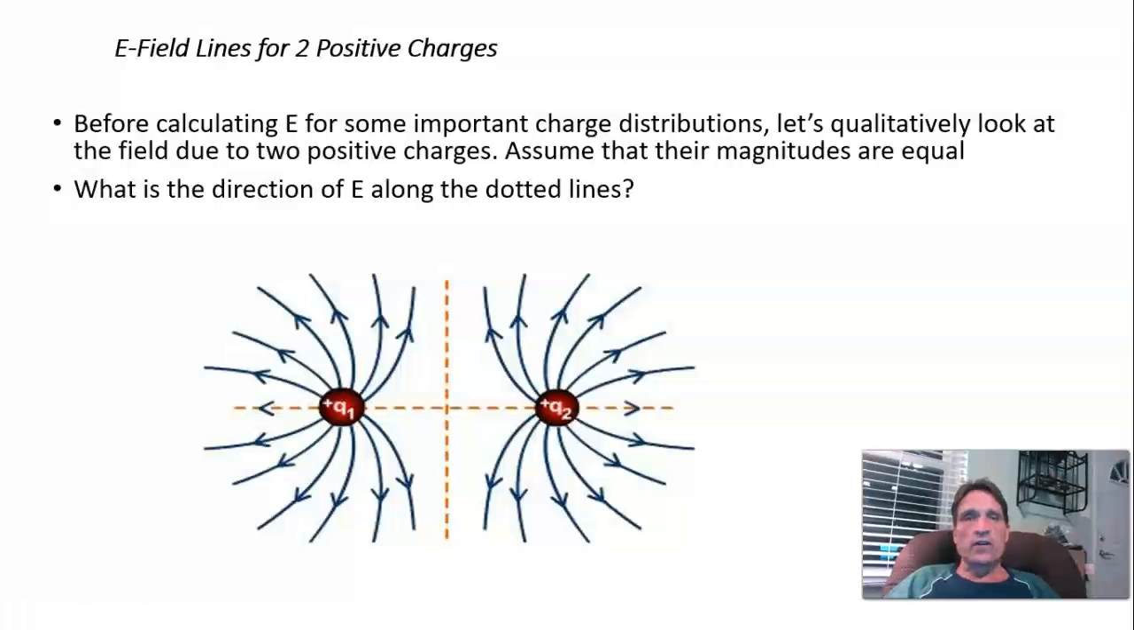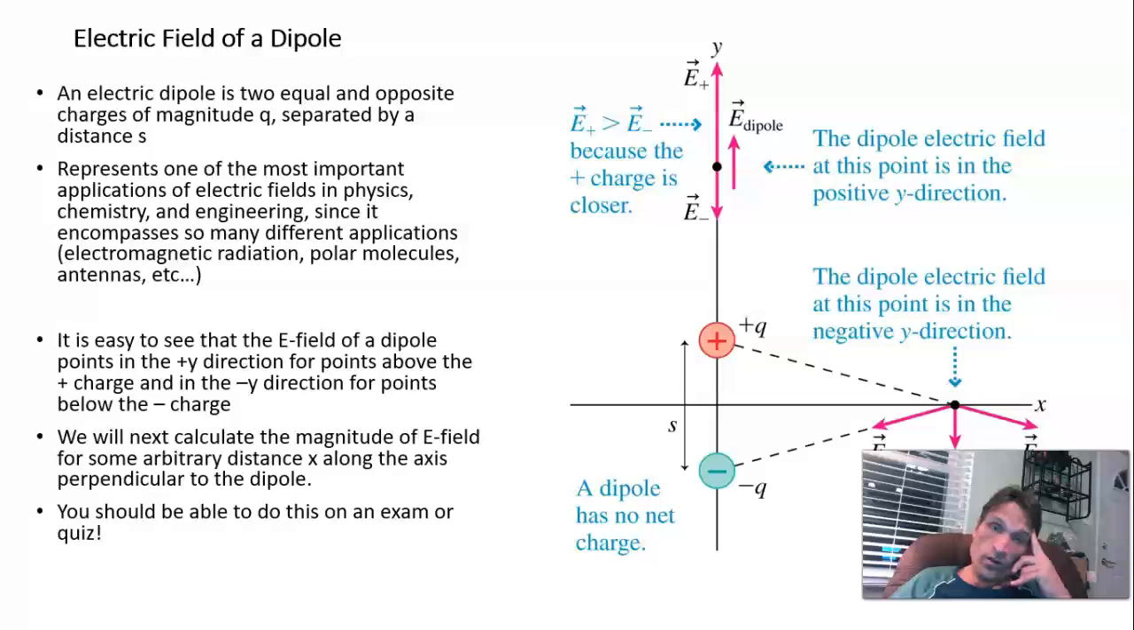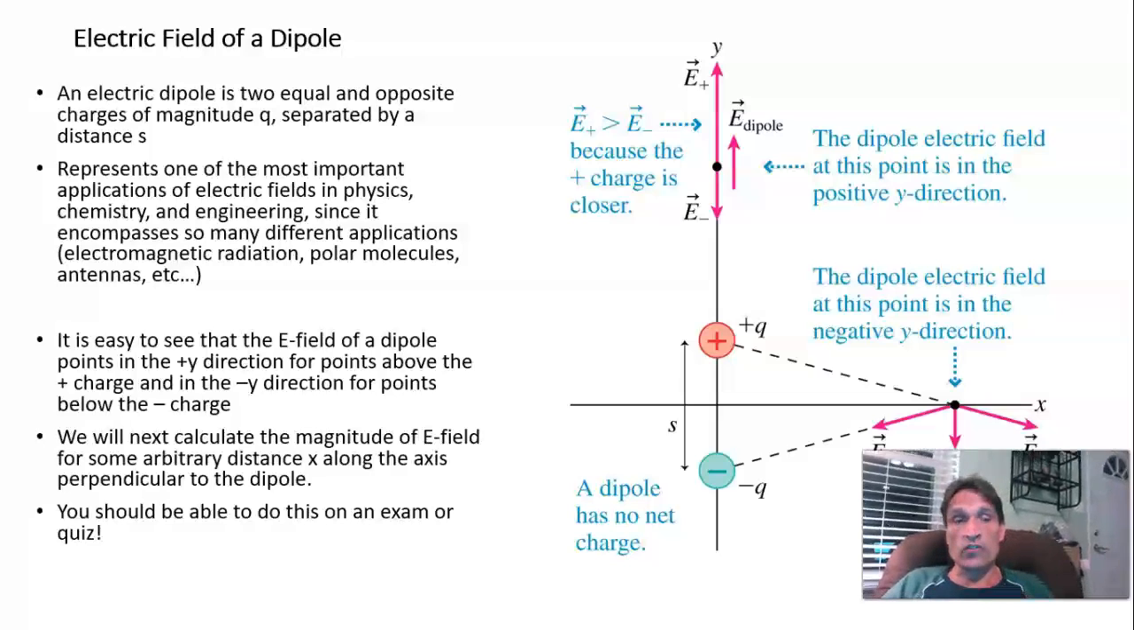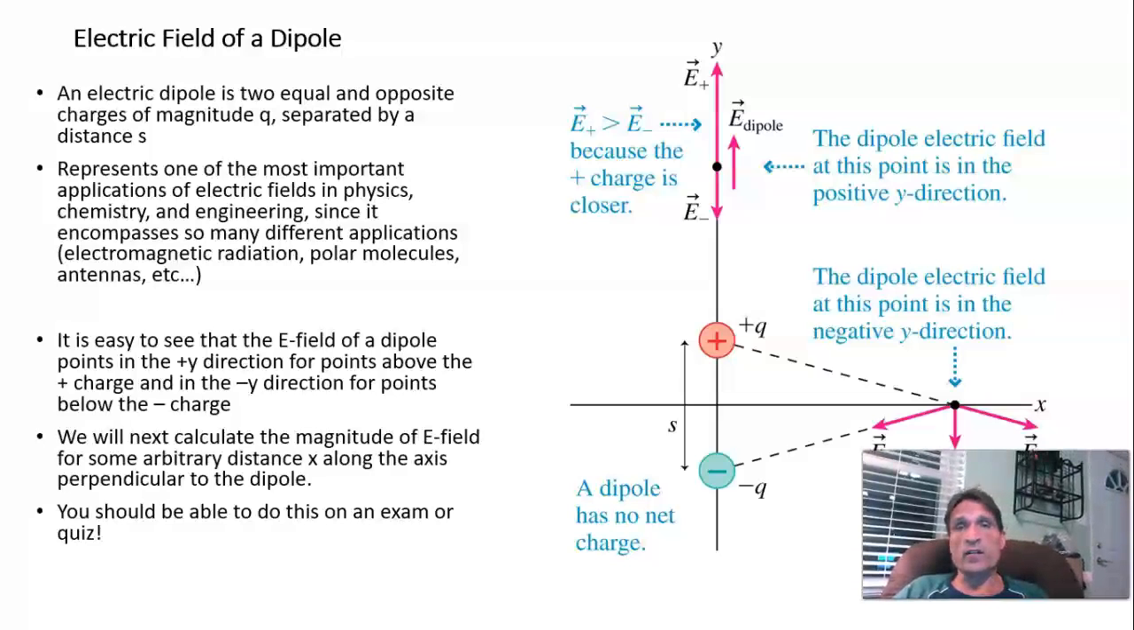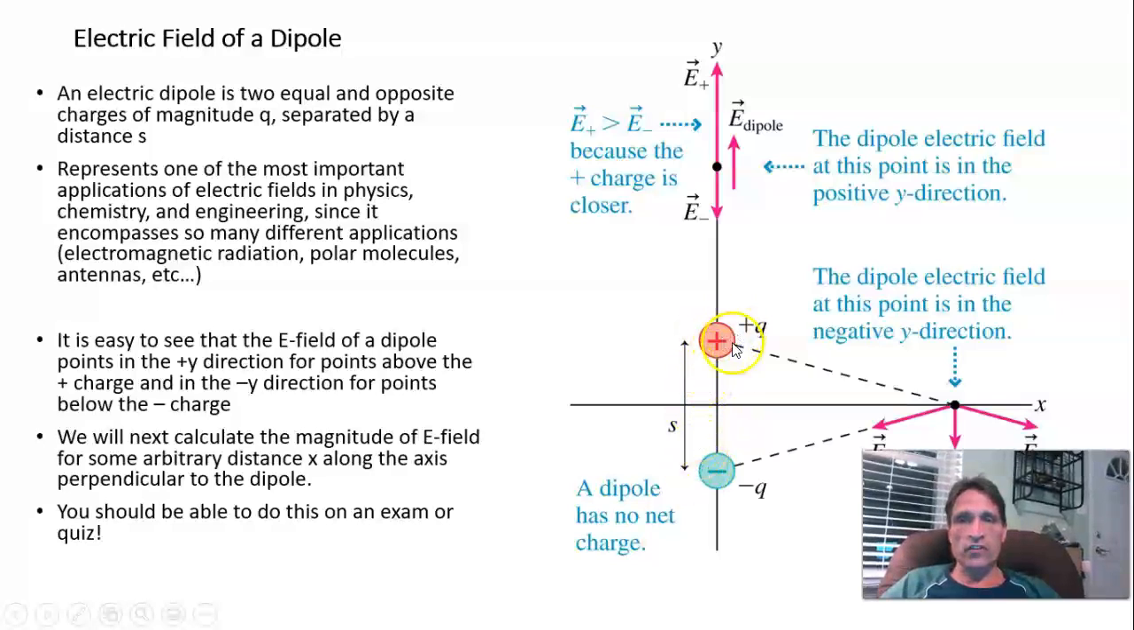Okay. So these are the electric field lines produced by two positive charges. The last example that we're going to do today, and the most important one in many respects, is the electric field due to equal positive and negative charges. So you have a positive charge plus Q, a negative charge minus Q, and they're separated by some distance s.